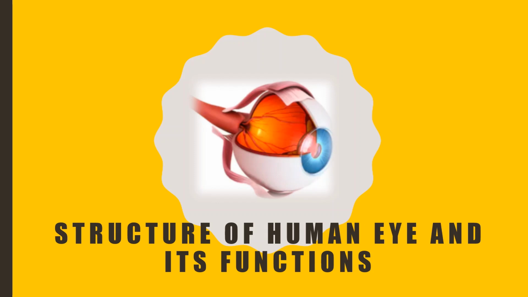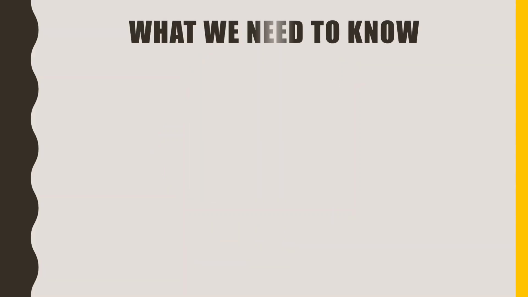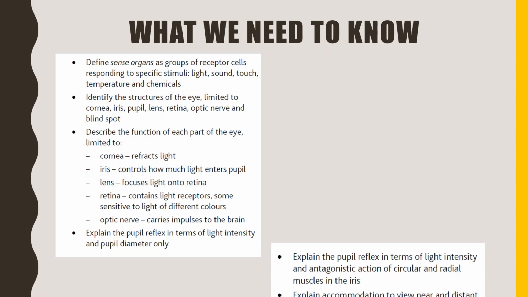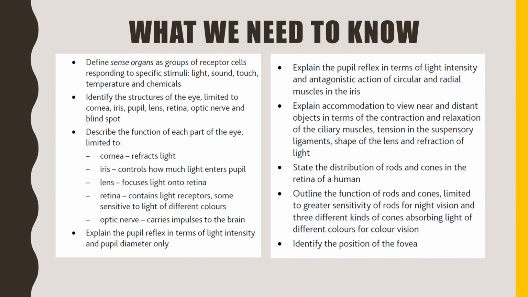Okay, today's topic is the structure of the human eye and its function. What we need to know in this chapter are a few terminologies, like defining sense organs like light, sound, touch. Also, we need to describe the function of each part of the eye, thus cornea, iris, lens, retina, optic nerves, and all that. Right? So these are the objectives of this chapter. So we need to know basically the function and the parts of the human eye.